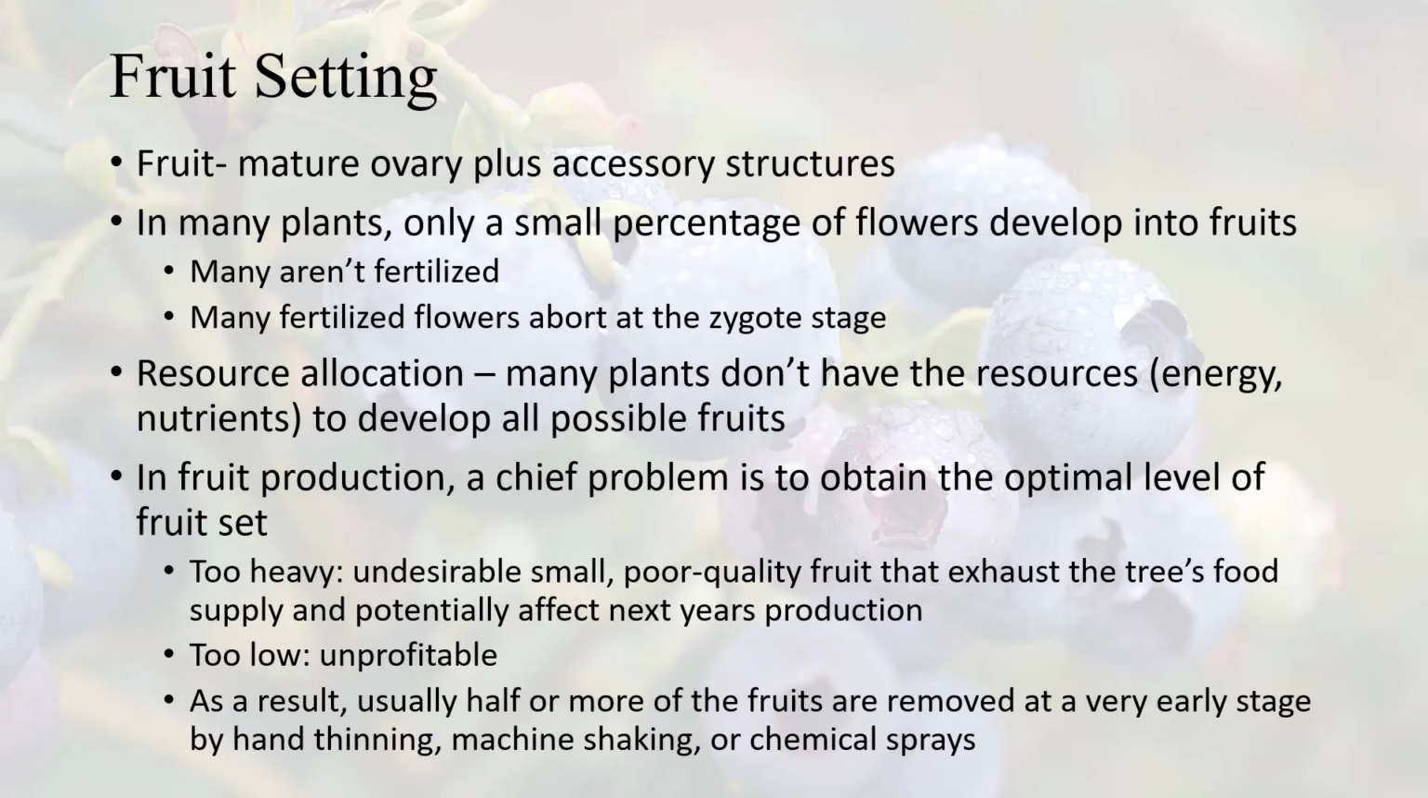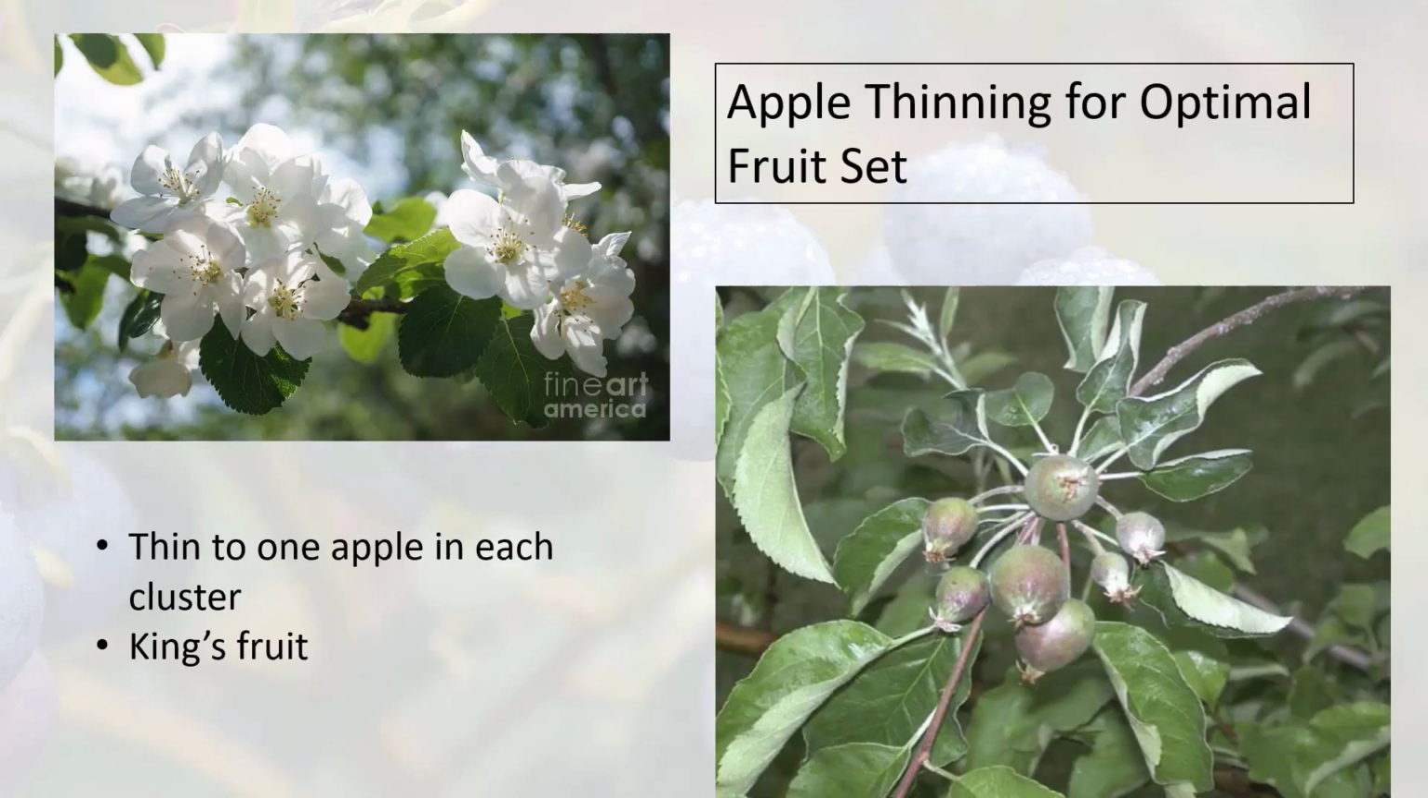So what happens in practice is usually that half or more of the fruits are removed at a very early stage. This is particularly done in the fruit nursery field, by hand thinning or machine shaking or chemical sprays, right? And there is something referred to as the king's fruit, particularly with apples, where if you look at that cluster of developing apples right here, they may thin this to just the biggest one, and that's referred to as the king's fruit, and they're going to let that develop. Again, this process is related to resource allocation.